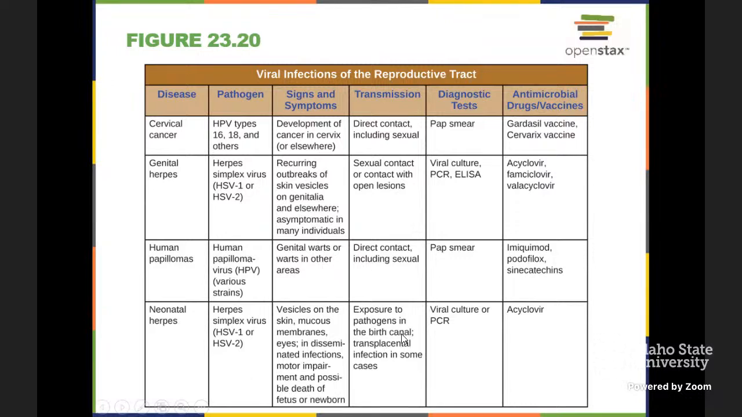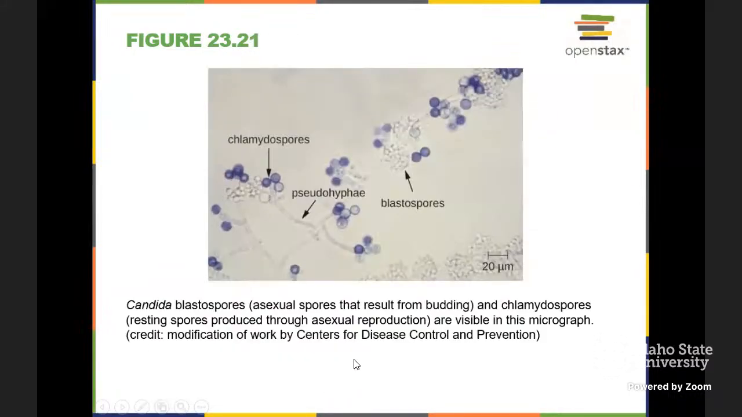Neonatal herpes, this would be in transit through the birth canal or transplacentally in some instances where it's able to cross the placenta, infect before transit through the birth canal. This is more of a disseminated or systemic infection when we think about that as it's infecting the newborn. Vesicles on the skin, mucous membranes, eyes. If it's a disseminated situation, we think about serious complications, motor impairment, possible death of the fetus or the newborn.